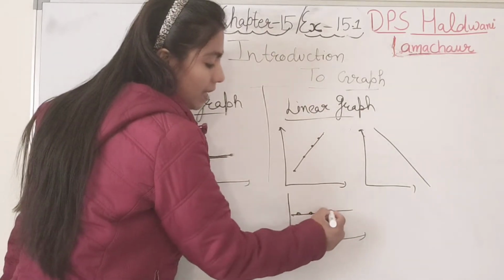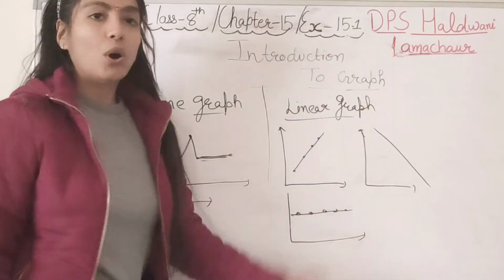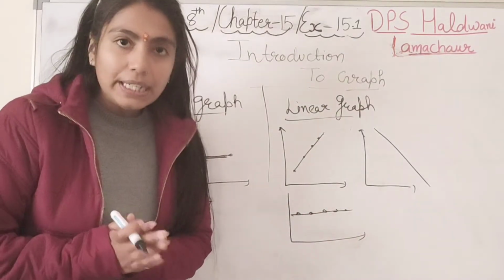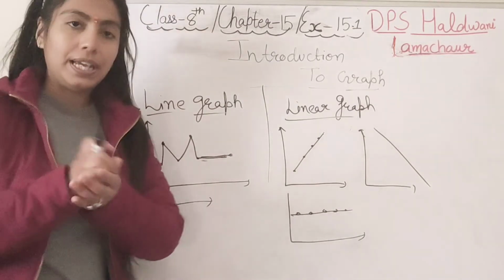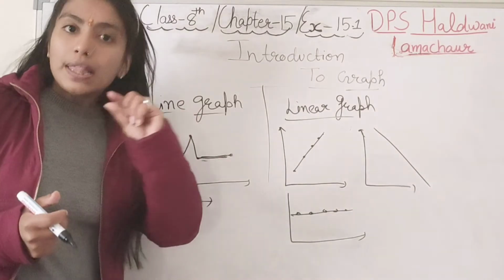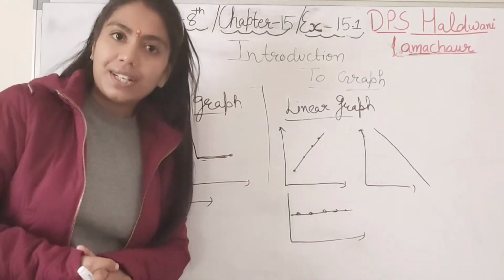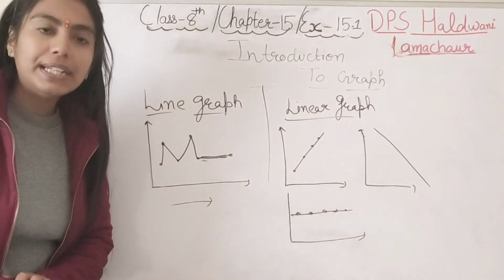See here also points are mentioned. Okay, so this is also called a linear graph. Got it student, a linear graph is where our graph shows, yes, one straight line only, either decreasing or increasing or stable only, but all the points should be on the straight line. Right student? I hope you understood the difference between line graph and linear graph.